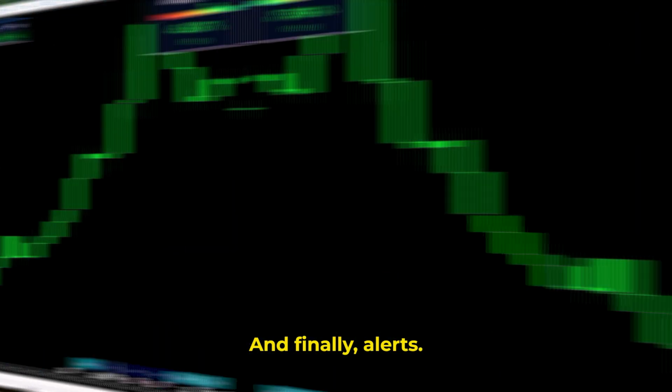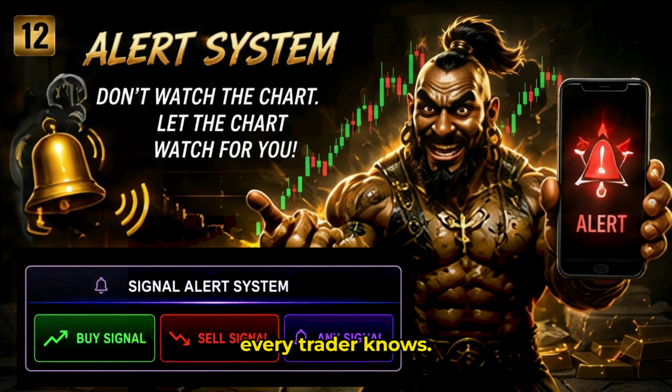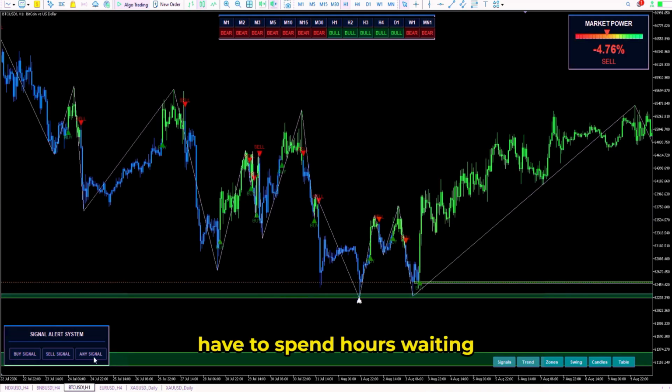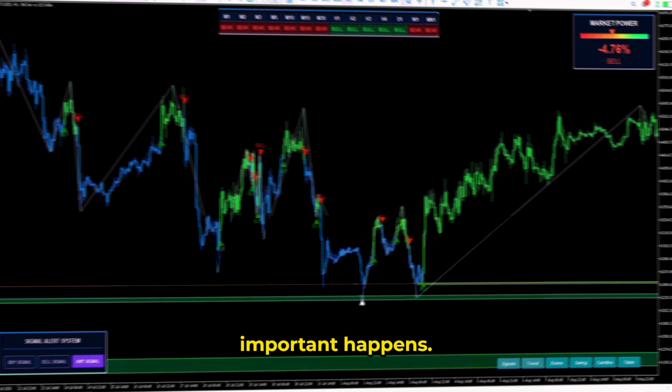And finally, alerts. There is one more problem every trader knows. You can't stay in front of the chart all day. The market doesn't stop moving just because you're away from your screen. And you shouldn't have to spend hours waiting for price to reach an important level. That's where the alert system comes in. When important conditions occur, the indicator can alert you. So instead of constantly chasing the market, you can let the market get your attention when something important happens.